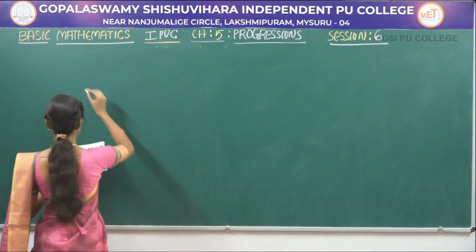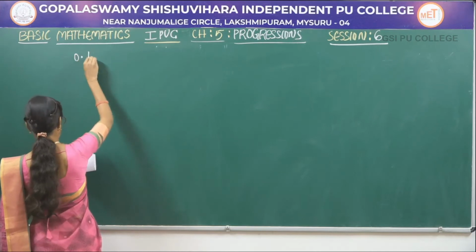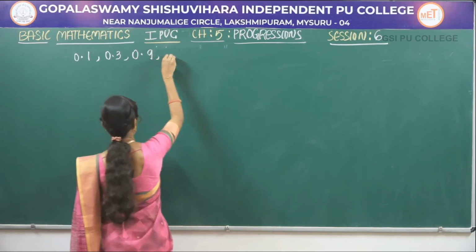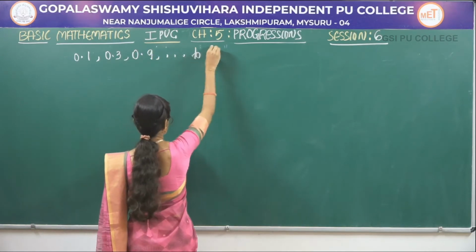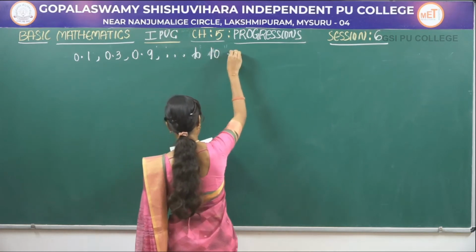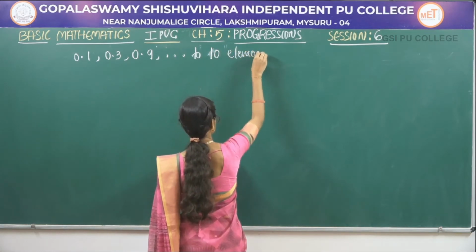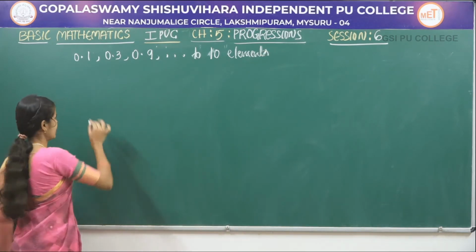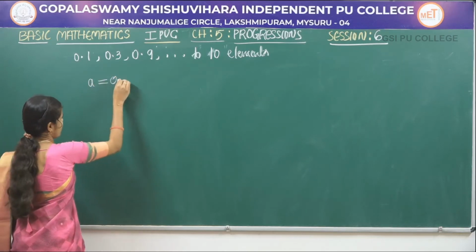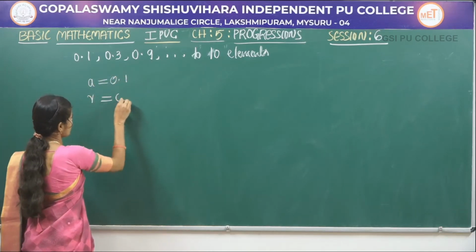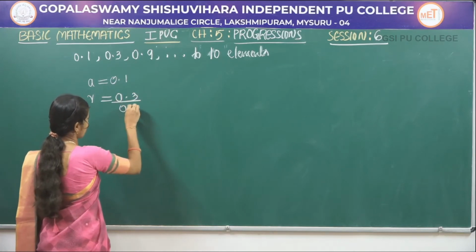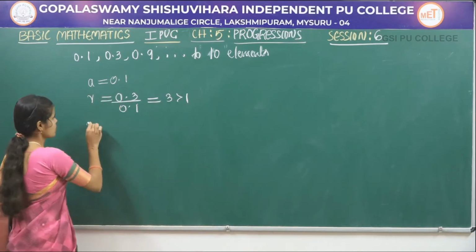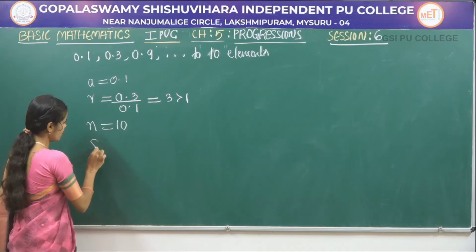So the next problem is the third one: 0.1, 0.3, 0.9 up to 10 elements. So we want S10. So A means 0.1, R means 0.3 divided by 0.1, which is equal to 3, greater than 1. So n means 10, we want S10.